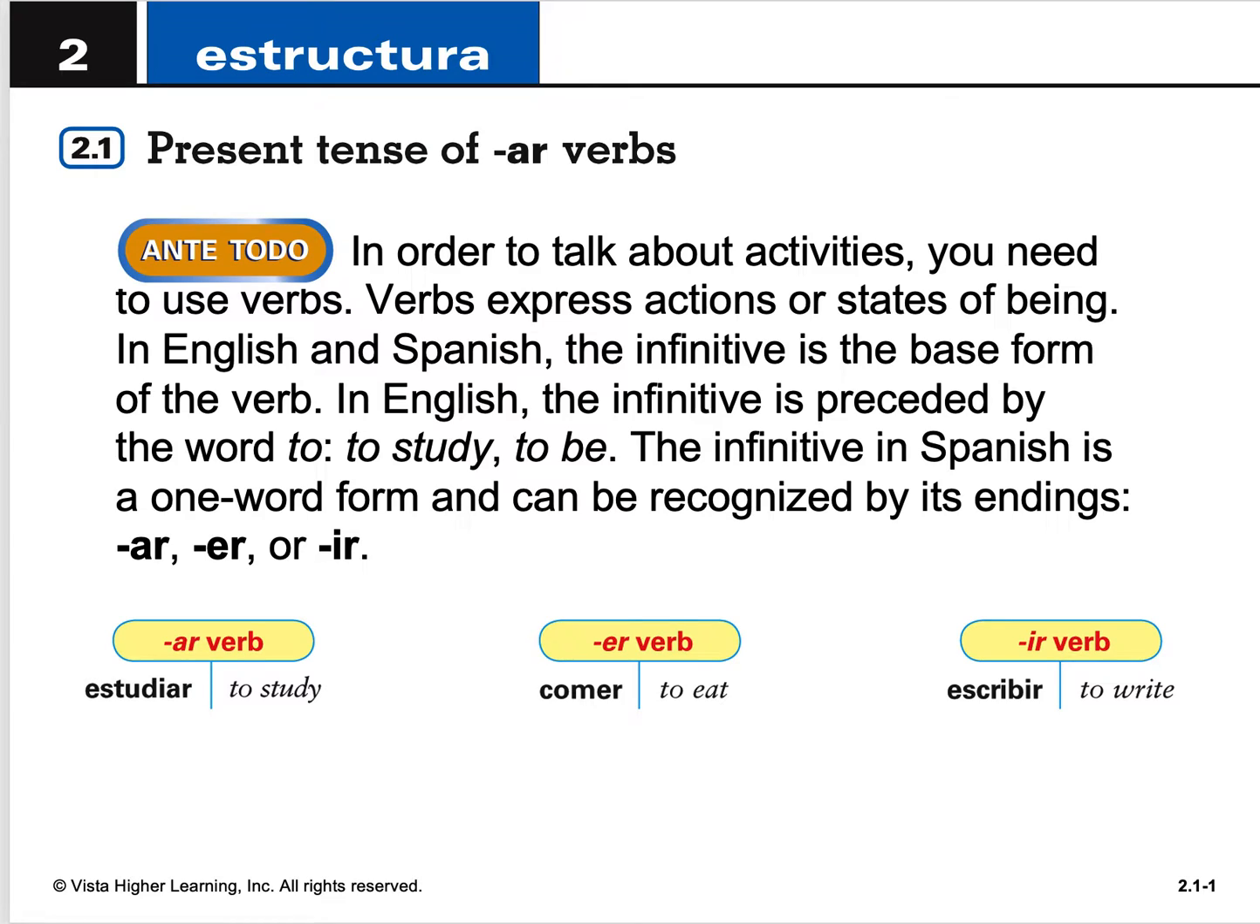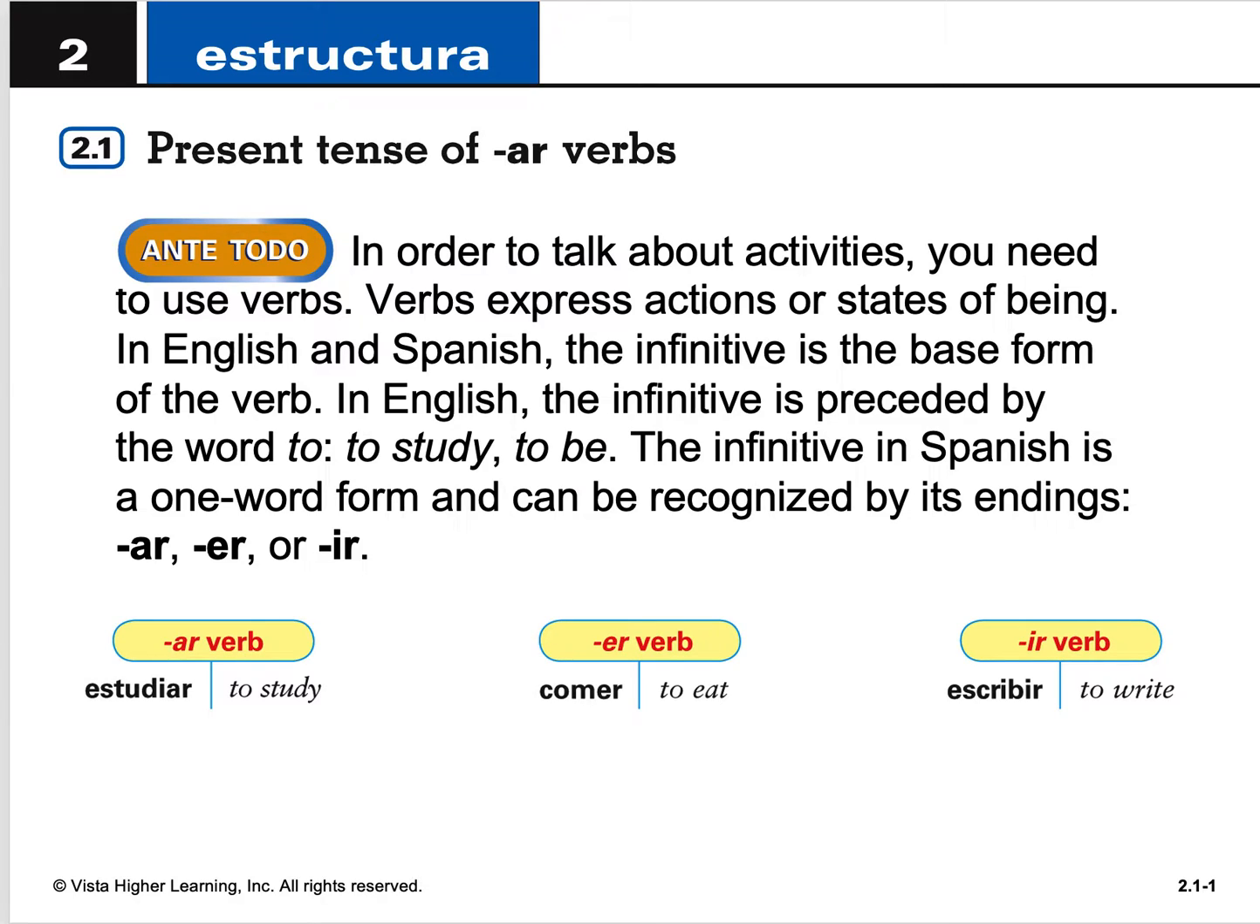Now we're going to take a look at the vocabulary for the first half of Lección 2. We're going to talk about present tense of AR verbs. So when we're talking about activities, we have to use verbs. A verb is a central part of a sentence, whether you're in English or Spanish. Verbs express actions or a state of being is how we want to think about them.